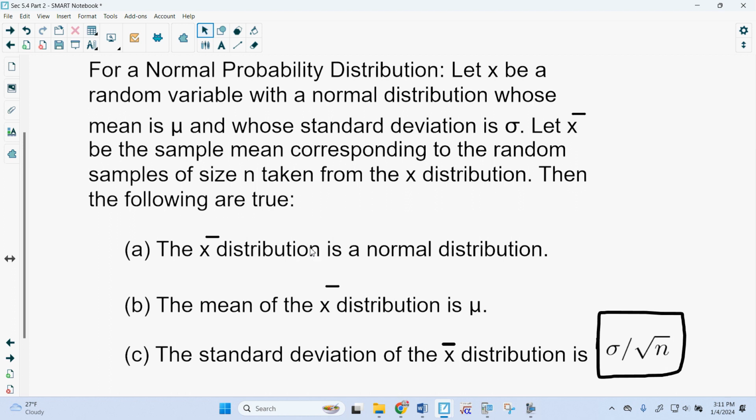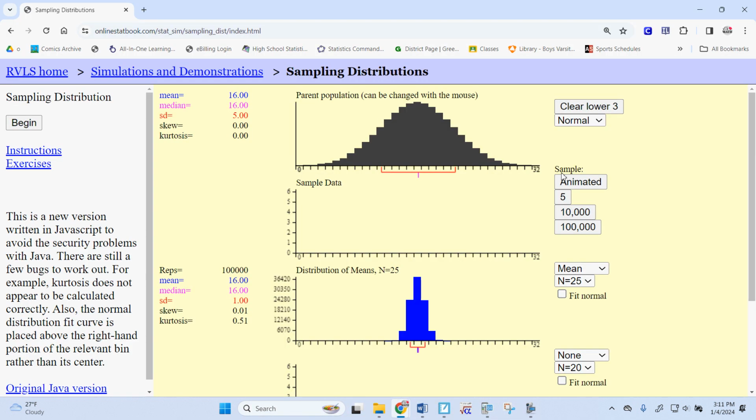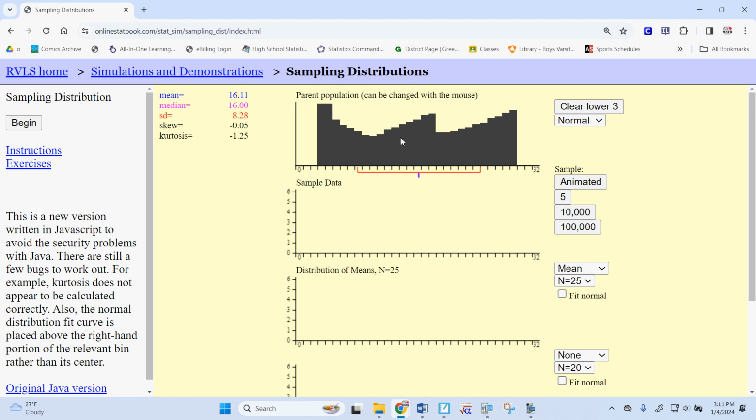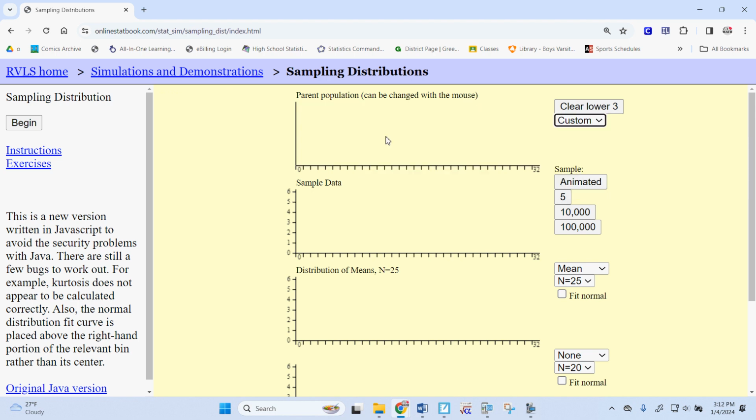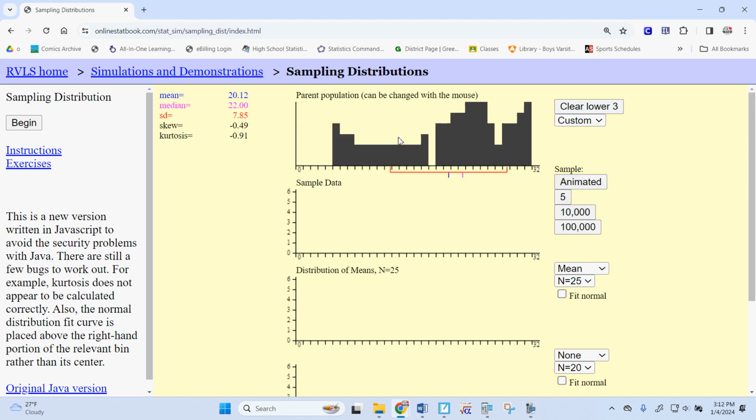Now, what we want to consider is what happens if our distribution is not normal. What happens if the thing we start with, our original parent population, we know it's not normal? It could be skewed. It could be uniform. It could be custom where I just make it whatever, right? It's some weird thing. What happens if it's not normal? What can we do?